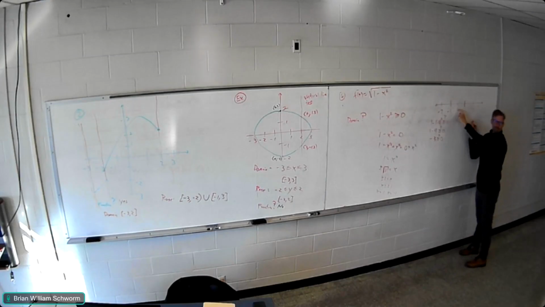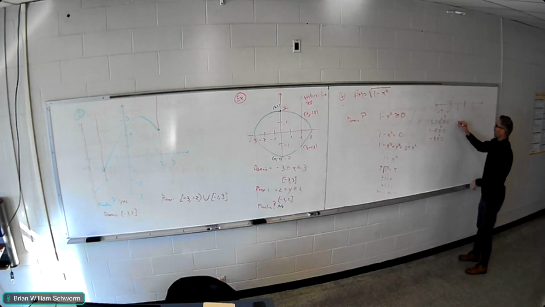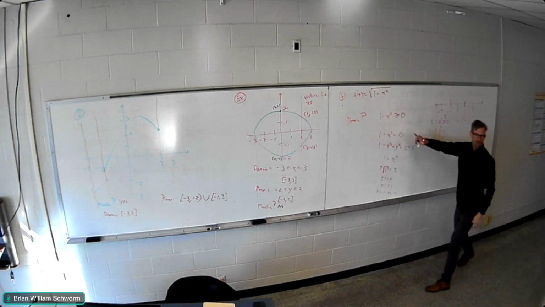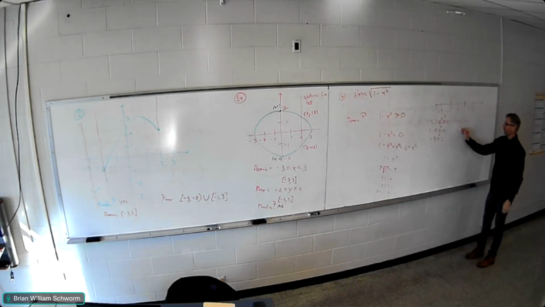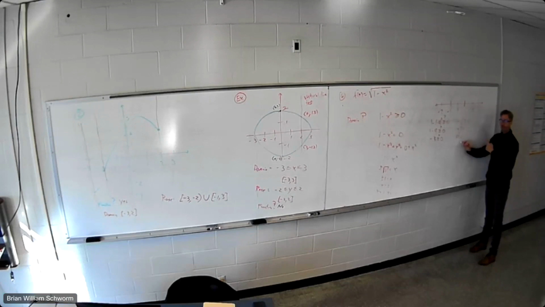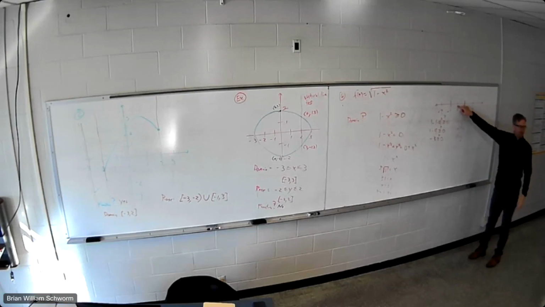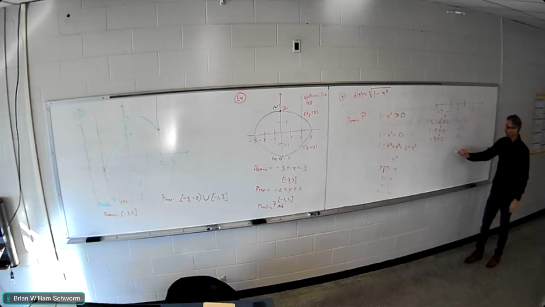About -1 to +1. Let's try 0. Plug it in, see what happens. 1 minus 0 squared, is that bigger than 0? I plug in the 0. 0 squared is still 0. Is 1 bigger than or equal to 0? Yes. So since 0 worked, and it can't change anywhere in there, that means everything in between the -1 and +1 is going to work. So -1, +1.